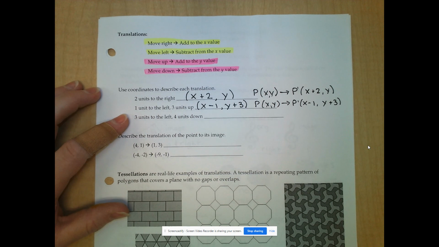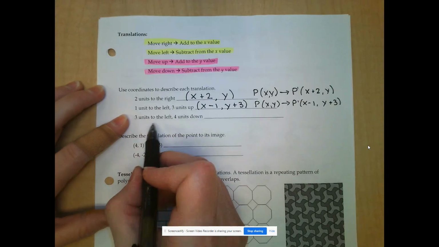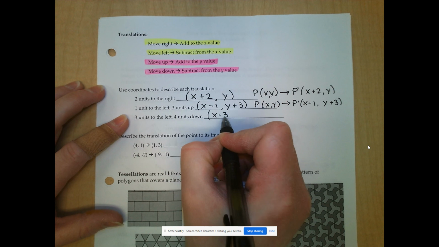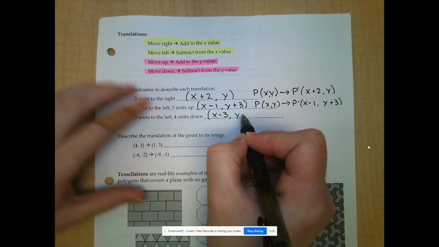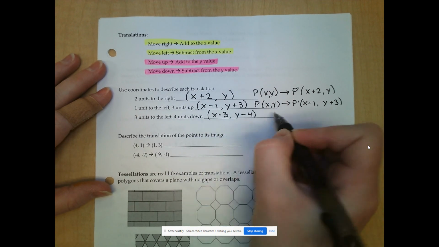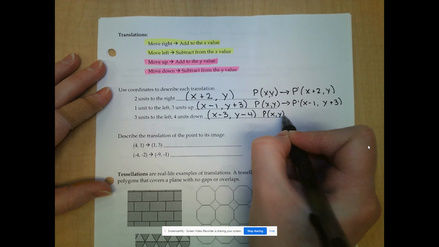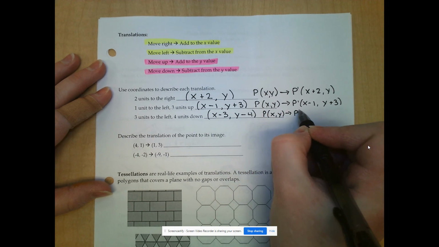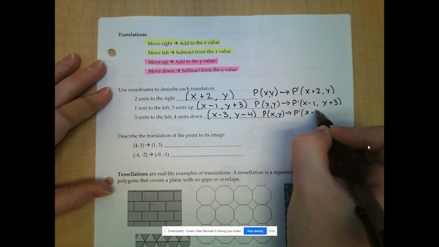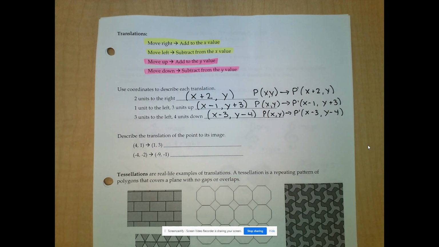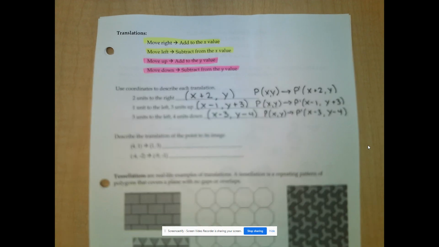And last but not least, 3 units to the left. So left is on the x-axis. Moving to the left is negative, x minus 3. And the y, 4 units down. Down would be subtract. So the original coordinate P, which has xy, would become the image P prime, x minus 3, y minus 4.